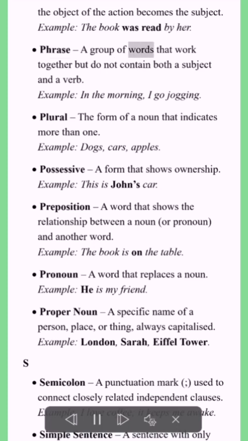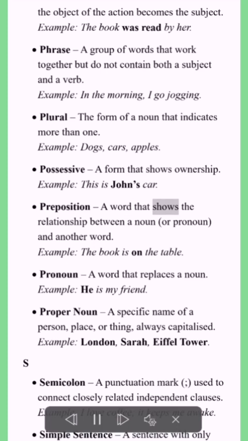Phrase, a group of words that work together but do not contain both a subject and a verb. Example: in the morning, I go jogging. Plural, the form of a noun that indicates more than one. Example: dogs, cars, apples. Possessive, a form that shows ownership. Example: this is John's car.